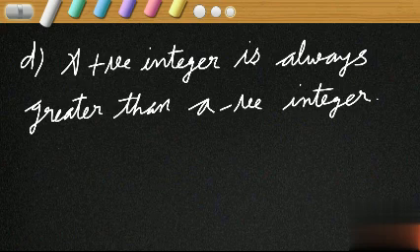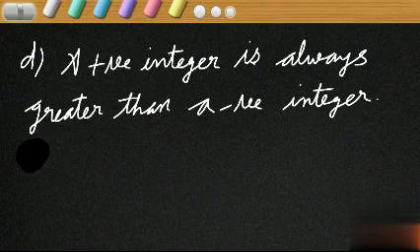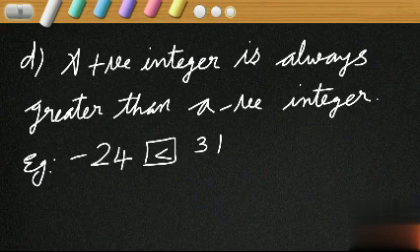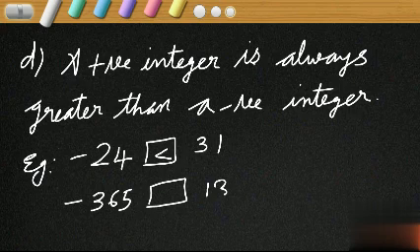A positive integer is always greater than a negative integer. Whatever be the integer, if one is positive and the other is negative, without any confusion we can say that the positive integer is greater and the negative integer is smaller. That is the rule. So write some examples. Example, minus 24 dash 31. Which is smaller? Negative is smaller. Clear. Okay, one more. Minus 365 dash 13.